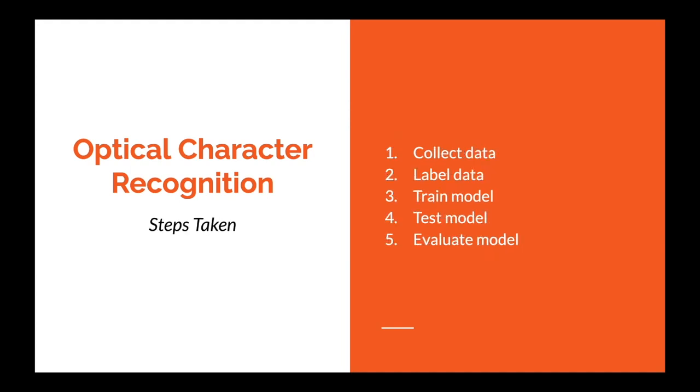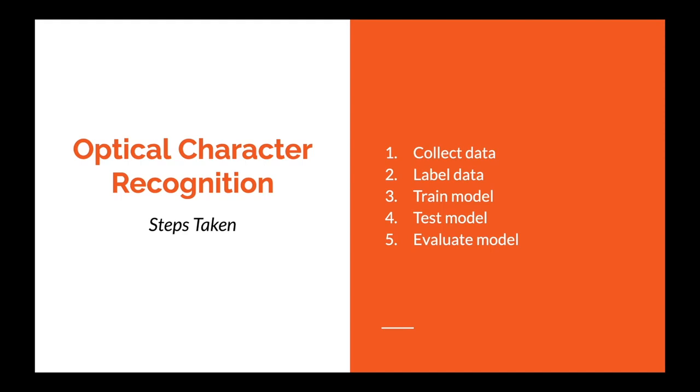Now there are 5 steps taken in the implementation of OCR. The first step was to collect data. This was done by going around to different cars and taking pictures of their license plates. This was done from different angles and in different lighting. The second step was to label the data. This was a tedious process involving meticulous labeling of each character for each image. The third step was to train the model using the collected and labeled data. The fourth step was to test the model, and finally, to evaluate the performance of the model.